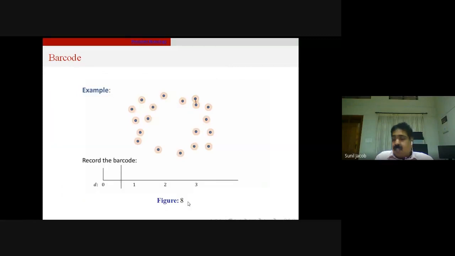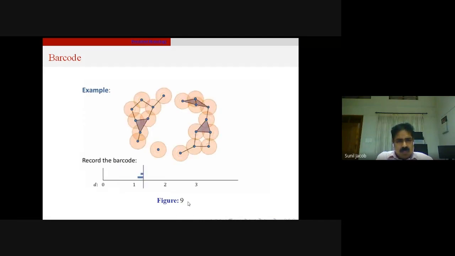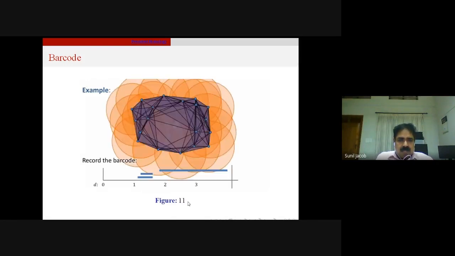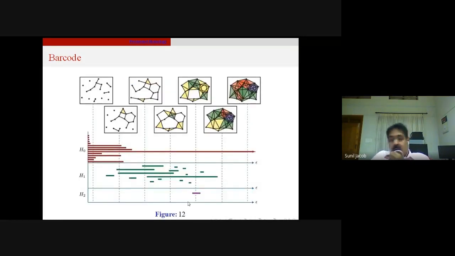This is another example. This is how the barcodes are being constructed for the earlier given example. If you increase it, the barcode becomes like this. And if you increase it very much, it is going like this. And this is the final example I have here.